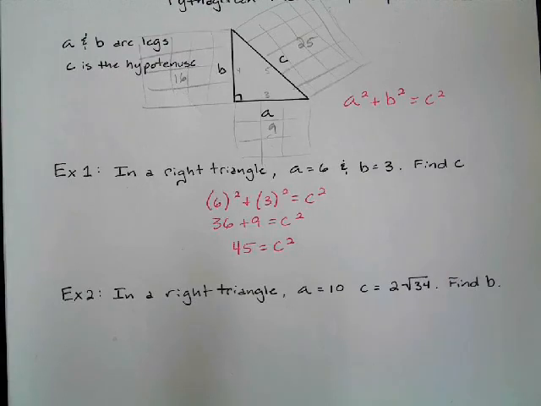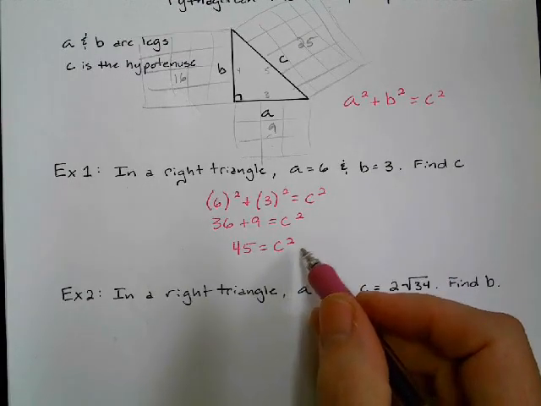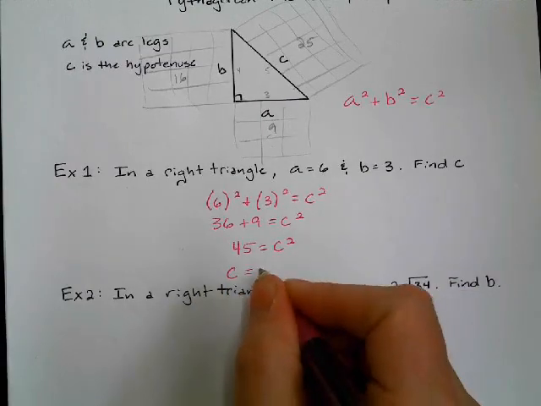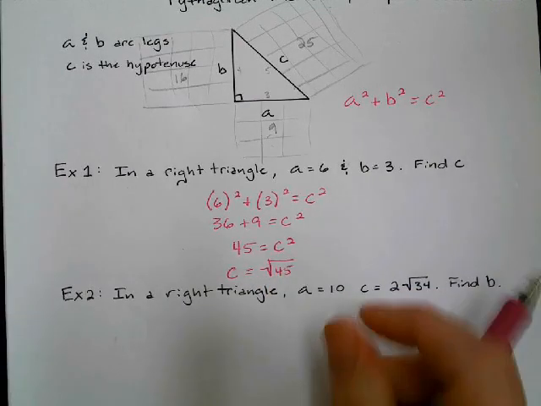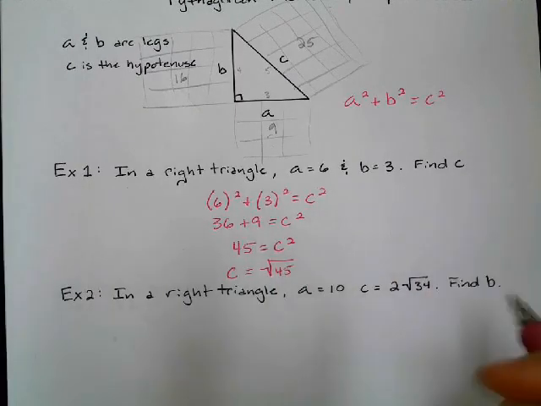All right, and what we're going to do is to undo squaring. The opposite of squaring is square rooting. So I'm going to square root both sides, and I would get C is equal to the square root of 45. We're not going to worry about the negative square root or the negative answer. We're just going to look at a positive answer since we're talking about a triangle.